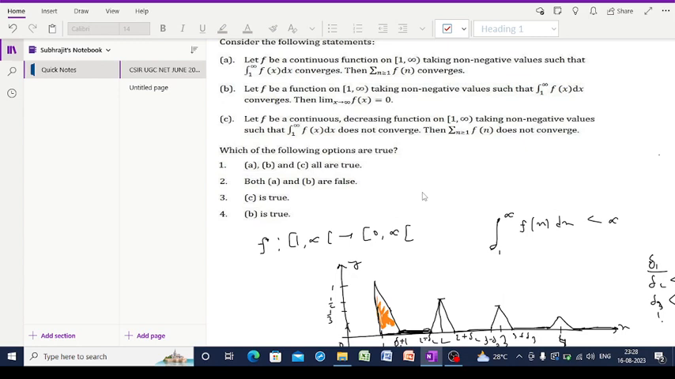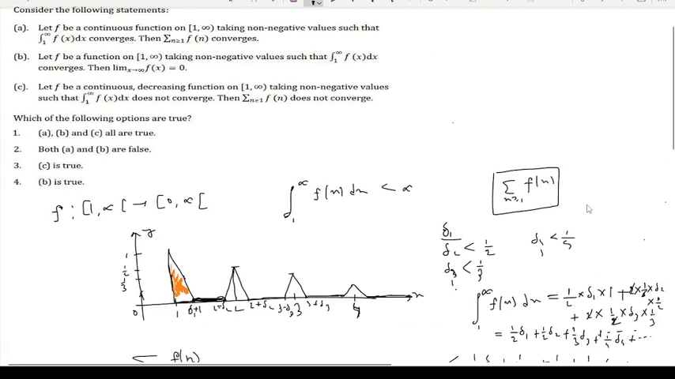It is given that f is a function, continuous, decreasing, and taking non-negative values from 1 to infinity, and also given that integration 1 to infinity f(x) dx does not converge, then it says that summation f(n) does not converge. So let us now study this statement.